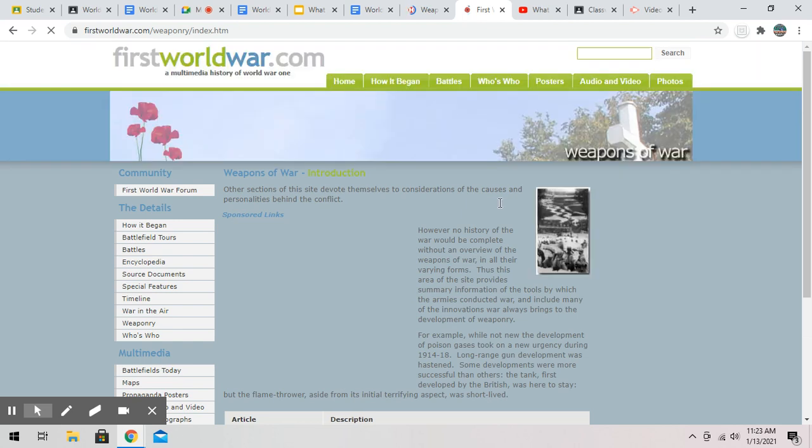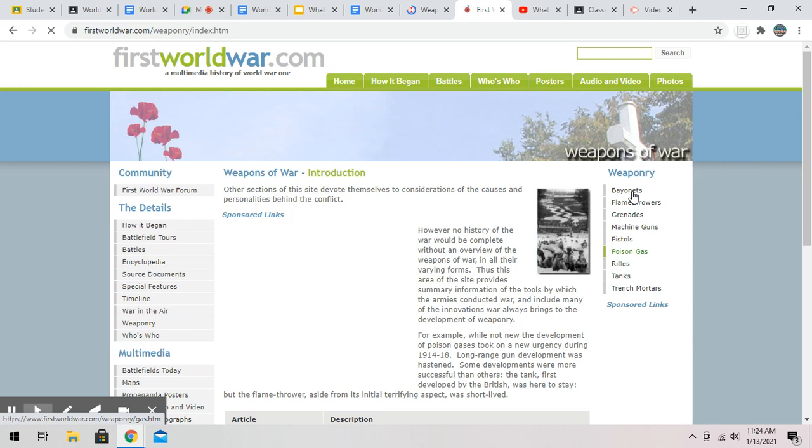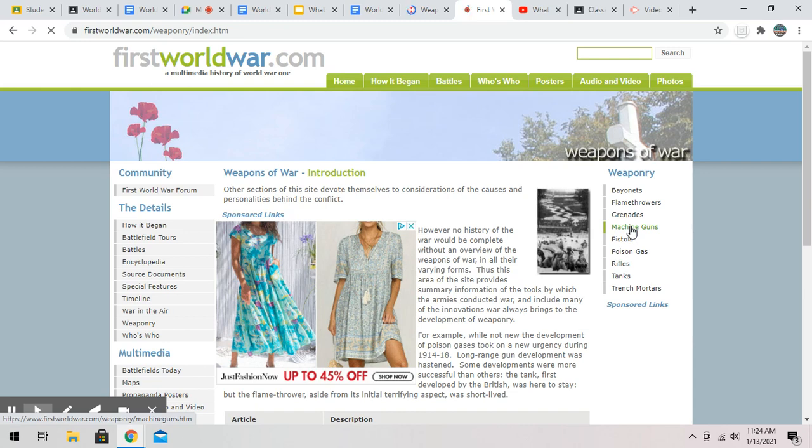The second link that I posted for you is this right here, firstworldwar.com weaponry. So again, it gives you kind of an introduction. And as you see right here, it also has some of the weapons. It doesn't have all of them.